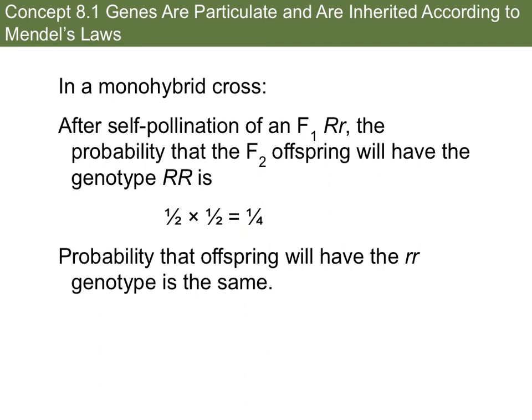The probability that the offspring will have little r little r is going to be the same. And you can see this by looking at a Punnett square. 1 out of the 4 is going to be big R big R, again keeping in mind that the parents are heterozygous. And the probability that the little r little r is going to come out is still 1 out of 4, because you multiply 1/2 times 1/2, and that's how you get that probability.